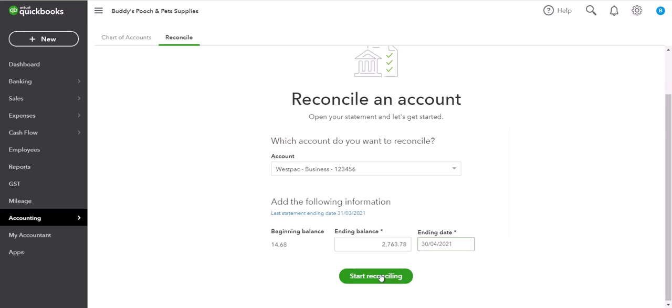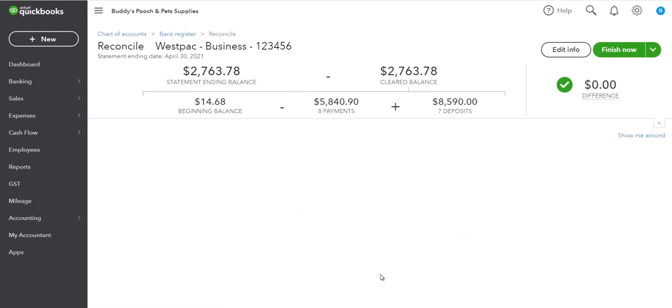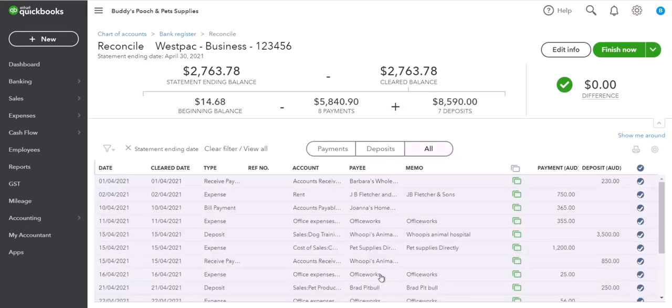Okay, let's click Start Reconciling. Guess what, guys? I've reconciled. See this? I have 0 difference. We did it. That's how quick and easy it is, guys. And it doesn't take long, does it? So once I click Finish Now, we've reconciled for the whole entire month. See how easy that was?